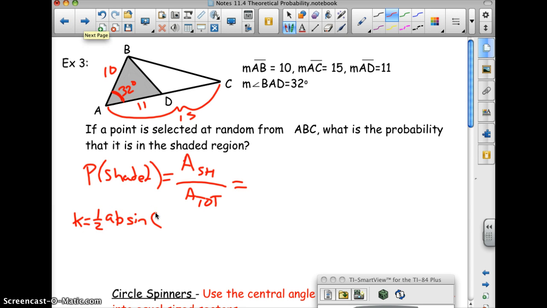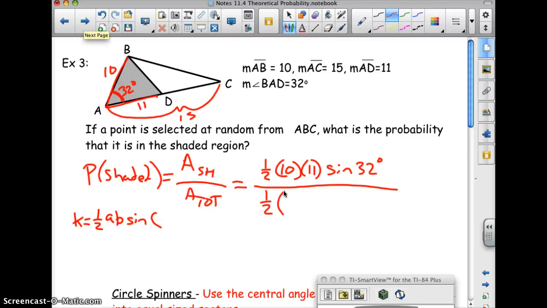Okay, and in this case, A is 10 and B is 11. So I'm going to have 1/2 times 10 times 11 times the sine of the included angle, which is 32 degrees. All right, and that's the area of the shaded over the total area. Well, the total is going to be triangle BAC. That's going to be 1/2, the first side is 10, the second side is 15, and the included angle is still sine 32.